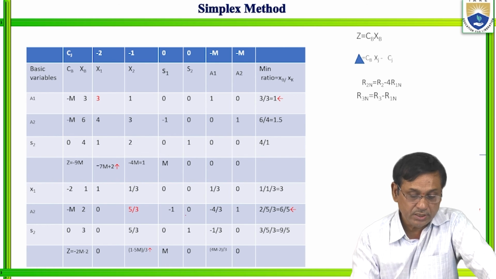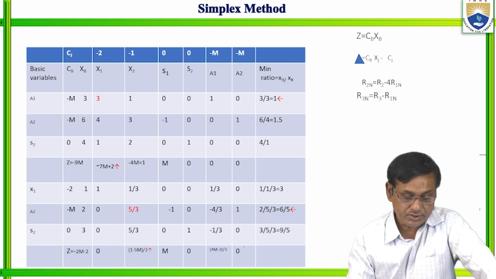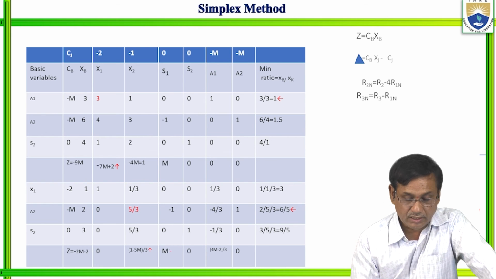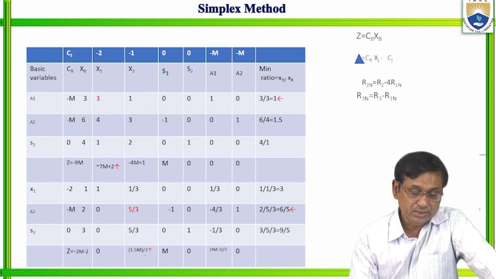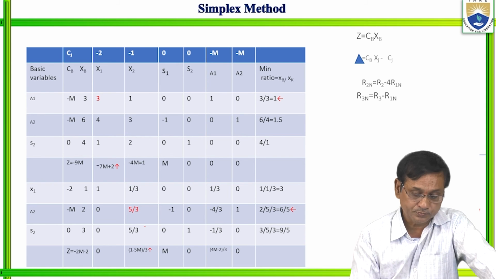Then coming to this value: minus 2 into 0, minus M into 0, 0 into 0, minus of 0 is 0. So now here minus 2M into 1 by 3, minus M into minus 4 by 3, 0 into minus 1 by 3. This becomes 4M minus 2 by 3 and this becomes 0. Now you see, one is 1 minus 5M by 3, another one is M, another one is 0, another one is 4M minus 2 by 3. So the most negative is this one. So this will decide the incoming vector. The incoming vector is X2.